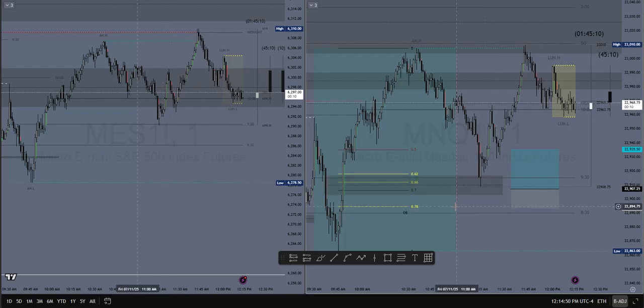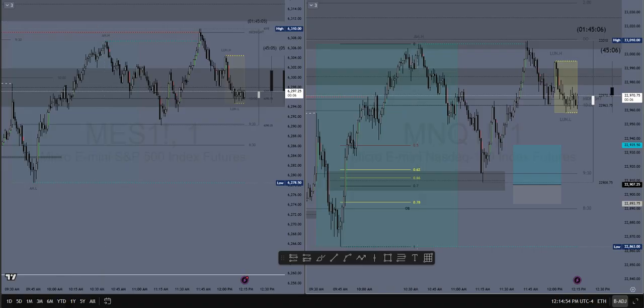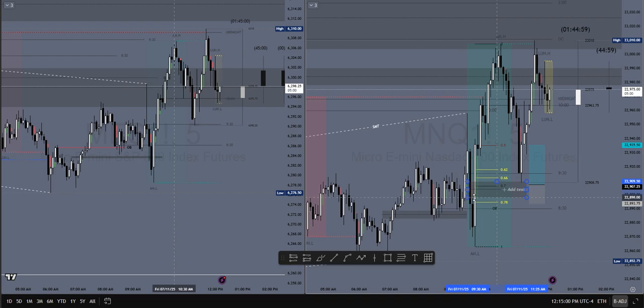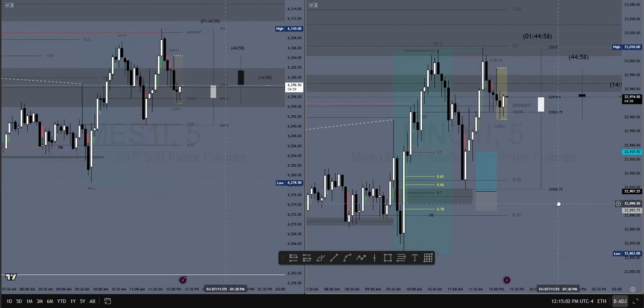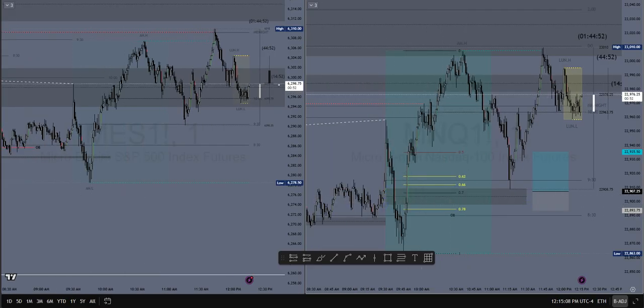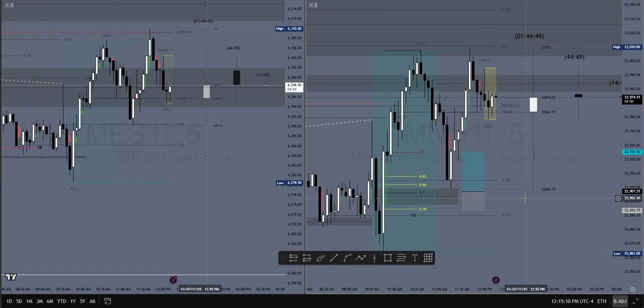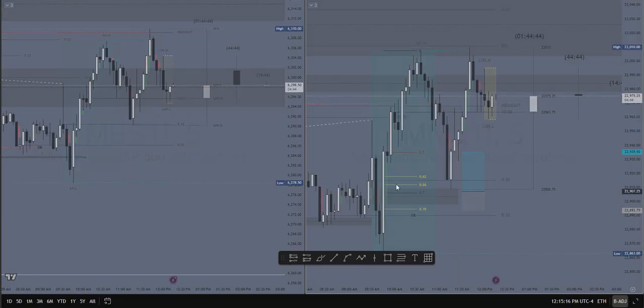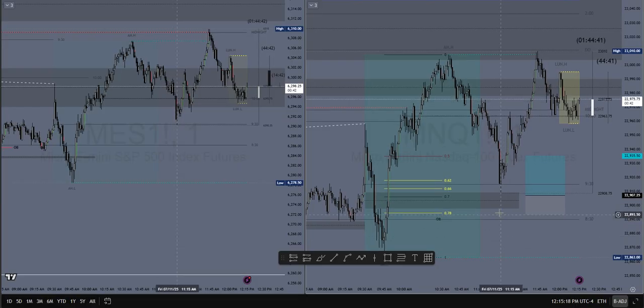But anyways, moving on to that, we have this 1-minute BPR. I wasn't focused on the 1 minute, I was focused on the 5-minute. So our 5-minute BPR would be right here. Notice that it was aligned, our OTE was lined up in a PD array, so I wanted to target 0.7 of this. I wasn't going to target the CE point of this. I thought it was too low.